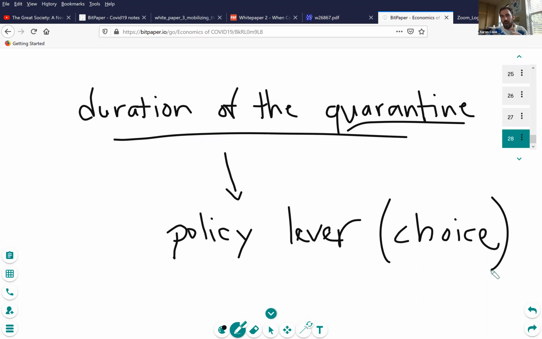But at the end of the day, the duration of the quarantine and the extent of containment measures is something that we're evaluating, and that becomes itself a policy lever. That's a choice that we would make based on our evaluation of the other parameters of the problem. So I just wanted to make that distinction in this discussion of uncertainty.